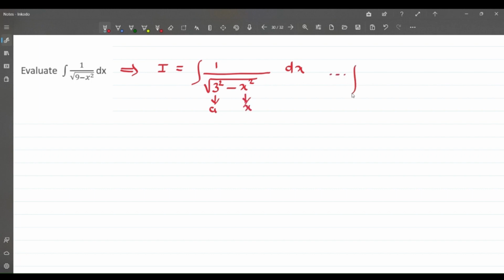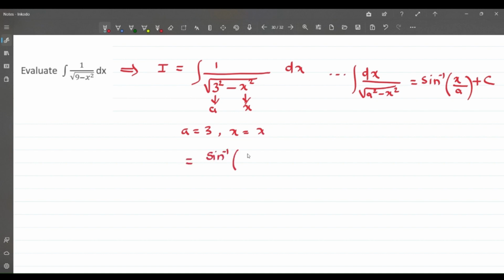So the formula for this is dx divided by root a square minus x square. What is the formula for this? Sine inverse x upon a plus c. So here a is equal to 3 and x is equal to x. The answer will be sine inverse x divided by a, meaning 3, plus c. These examples are like other examples also, but the formula will be different.